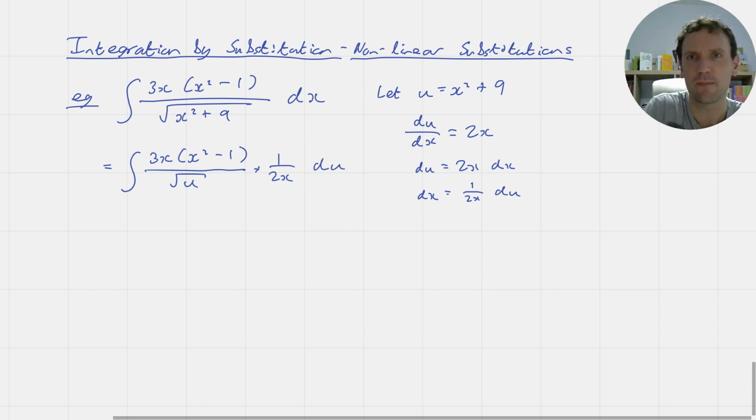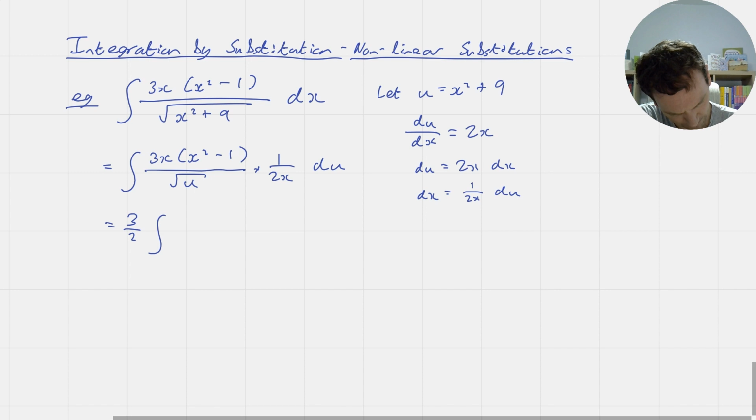Hopefully you can see now why we benefited from not trying to get everything in terms of u straight away, because we've got a 3x on our numerator and we've got a 2x on our denominator. So we're going to have some x's simplify here. I'm actually also going to recommend that we try and factorize something out. If we factorize the 3 over 2 out, these two x's are going to disappear for us. So once we make those x's disappear, all we're going to be left with on the top is x squared minus 1. On the bottom, we're going to have root u du.